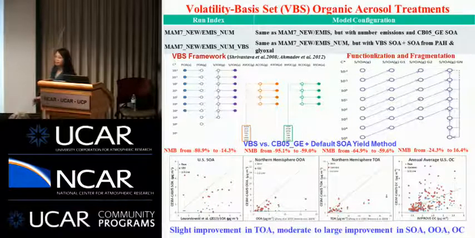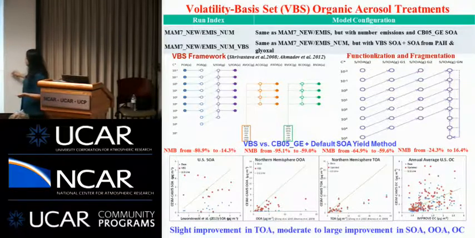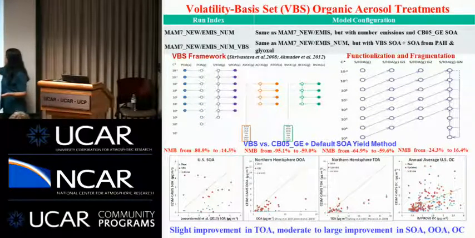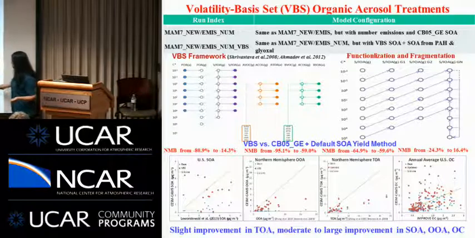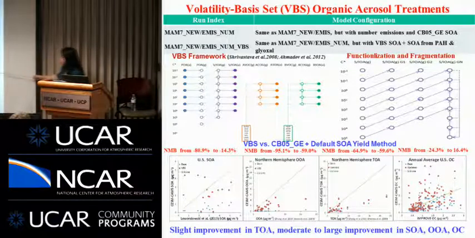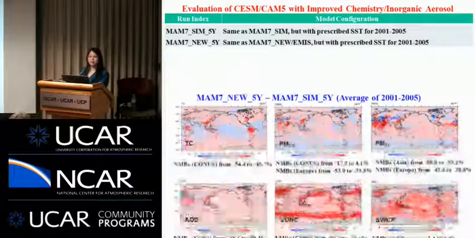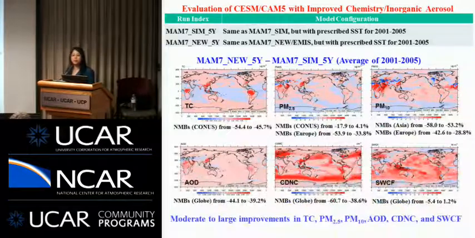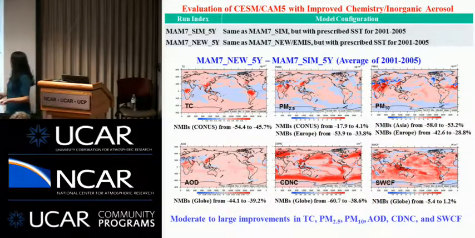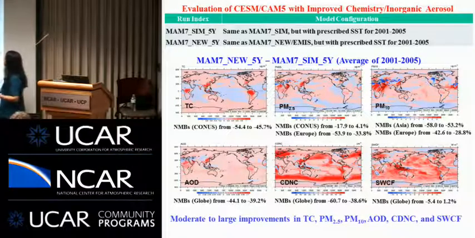We can see a significant improvement for secondary organic aerosol, with a large reduction in underprediction from 80% to 14% only when we switch from the D4 method to VBS. Then we also see a large reduction in underprediction for OOA, then moderate improvement for HOA and also organic carbon. And this is from a 5-year simulation with prescribed SST that tells us how the chemistry-aerosol improvement leads towards a better agreement with the observations.